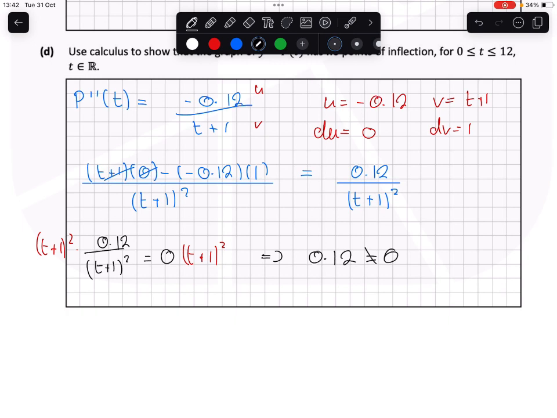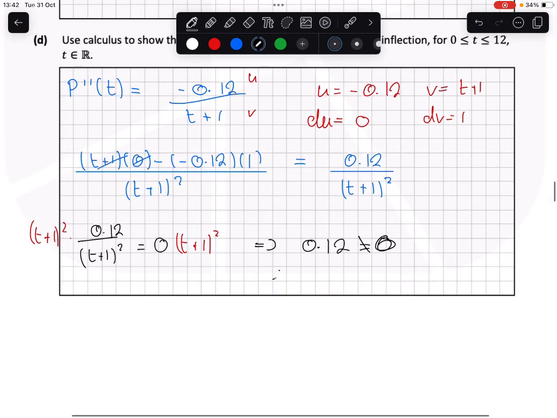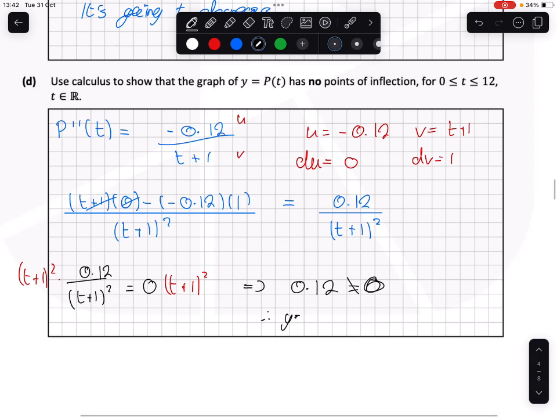So because this doesn't make sense and we can't have 0.12 equaling 0, we can therefore say that y is equal to p of t has no point of inflection.